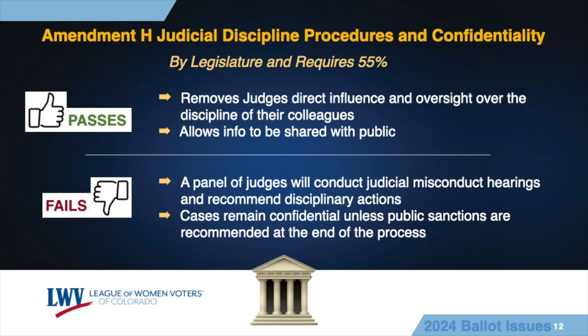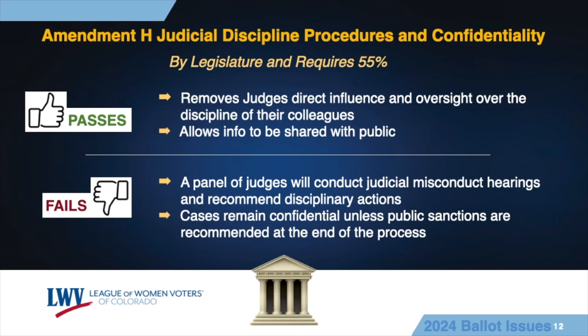Amendment H, Judicial Discipline Procedures and Confidentiality, placed on the ballot by the legislature with only one no vote. It passes with 55% of the vote. What if it passes? It removes Colorado judges from having direct influence and oversight over the discipline of their colleagues, creating an independent adjudicative board made up of citizens, lawyers, and judges to conduct judicial misconduct hearings and impose disciplinary actions. It also allows for more information to be shared earlier with the public.